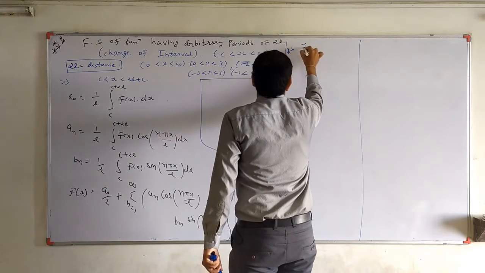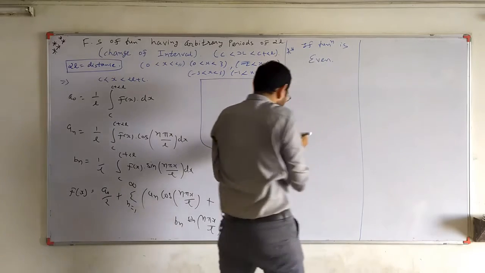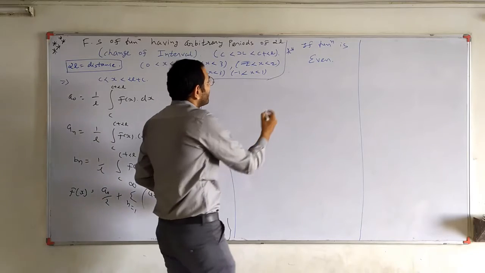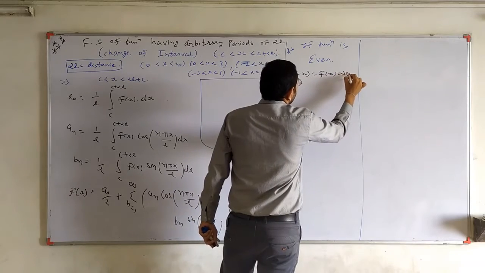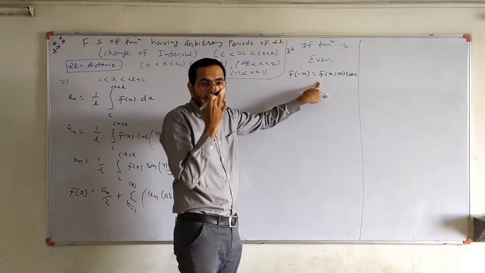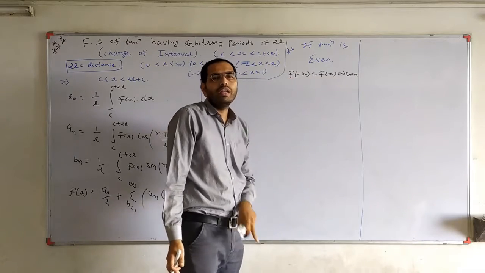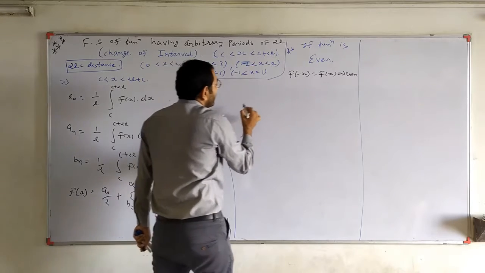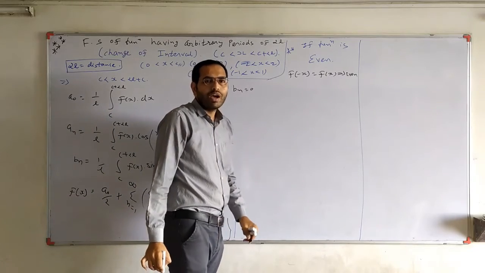Next, if our function is even. We already discussed how to find even and odd functions. If f of minus x equal to f of x, then we can say that it is an even function, which was already discussed in an earlier video and which you learned in 11-12 science. If the function is even, then bn equal to 0. No need to solve bn, we put directly 0.